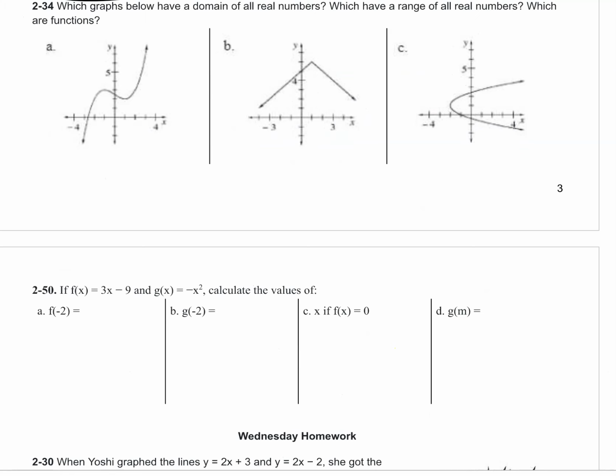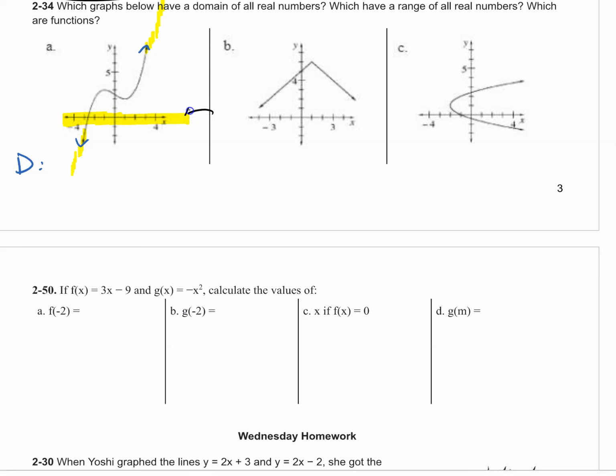Okay, 2-34. Which graphs below have a domain of all real numbers, and which have a range of all real numbers, and which are functions? So let's check A. The domain, this is an arrow and that's an arrow. So what that tells me is the graph keeps going up to the right forever, specifically to the right. And then this one goes down and to the left forever, specifically to the left.